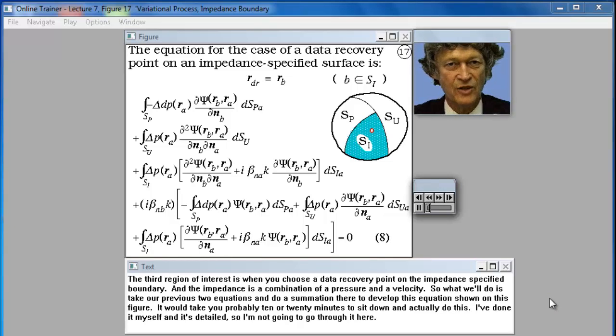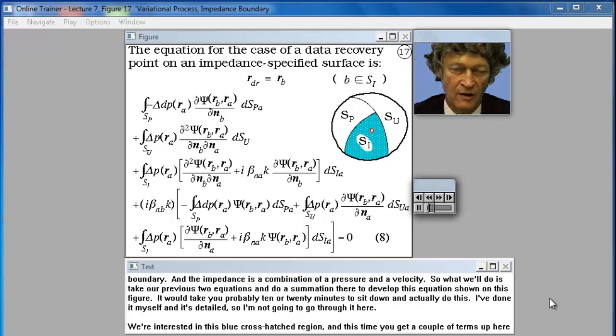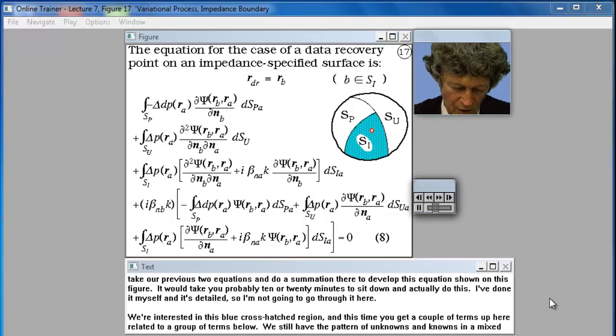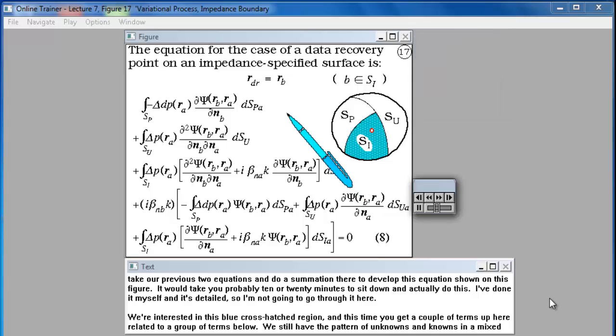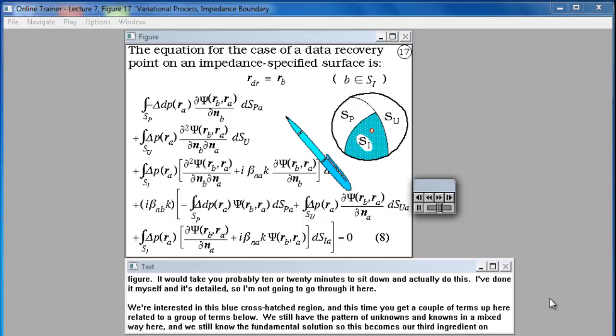The third region of interest is when you choose a data recovery point on the impedance specified boundary. And the impedance is a combination of a pressure and a velocity. So what we'll do is take our previous two equations and do a summation there to develop this equation shown on this figure. It would take you probably 10 or 20 minutes to sit down and actually do this. I've done it myself, and it's detailed, so I'm not going to go through it here.